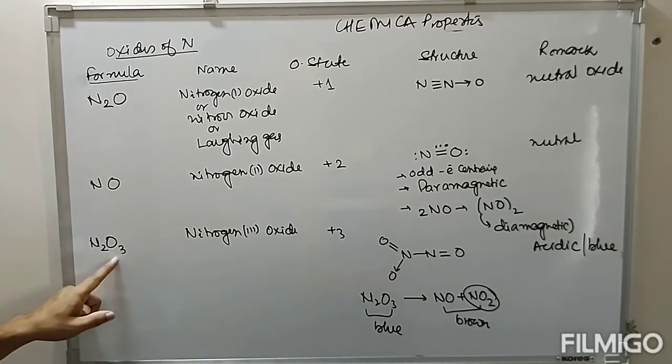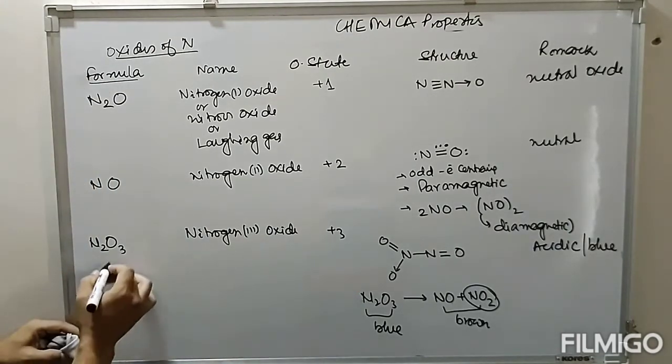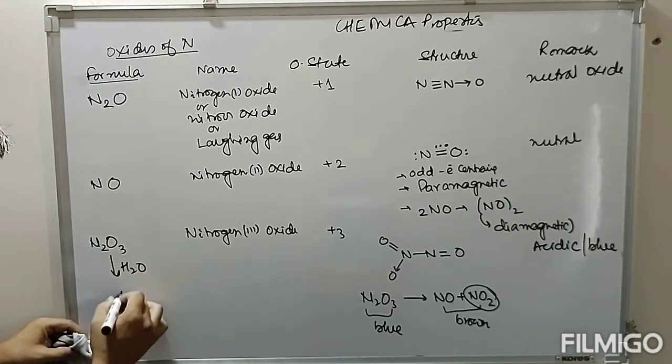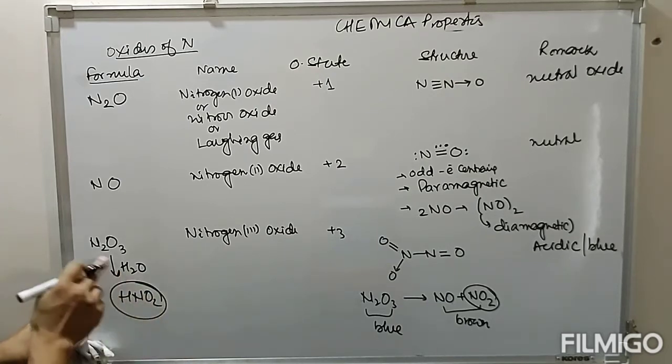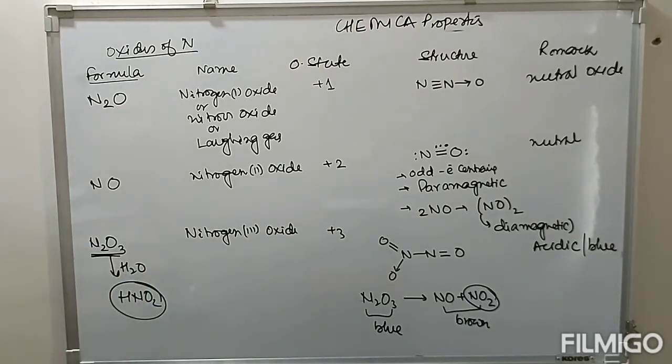So this is N2O3, which is acidic as I told you. This on hydrolysis gives you nitrous acid, and this being an acid, it is known as acidic in character. So we have two neutral oxides, and the third one, N2O3, is acidic.